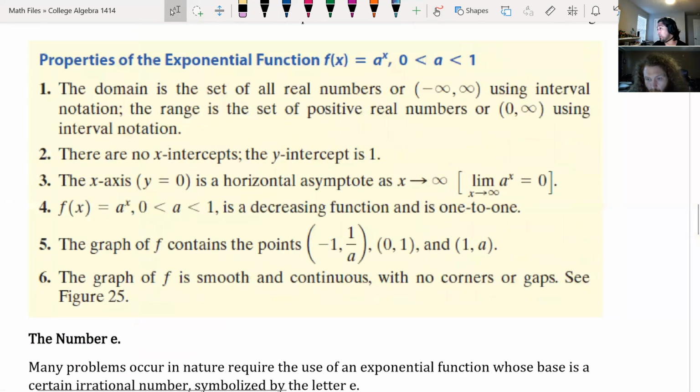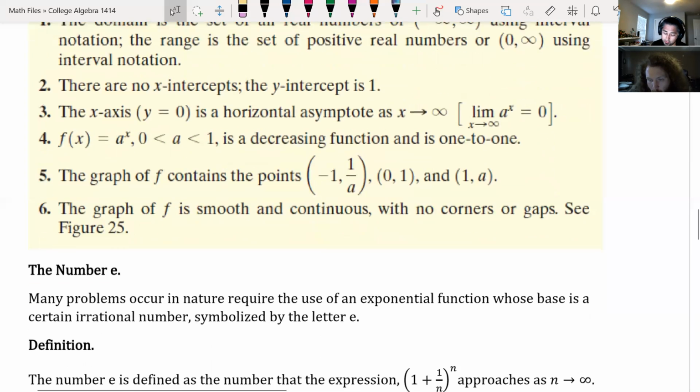Here are the properties of the exponential function where the base is between 0 and 1. Basically what we just did. Domain is all real numbers. Range is 0 to infinity. No x-intercepts. Y-intercept is 1. This time, your horizontal asymptote is still y equals 0, but as x gets larger towards infinity. It is all decreasing, it's one-to-one, and it contains the points (-1, 1 over the base), (0, 1), and (1, the base). Okay. Fun times. So those are properties of your exponential functions.